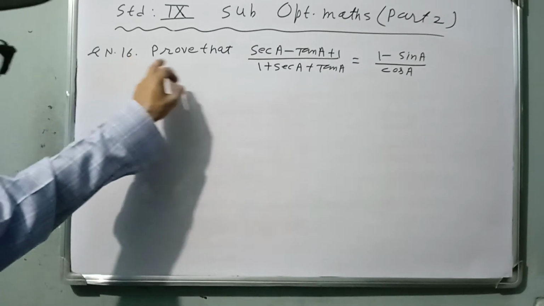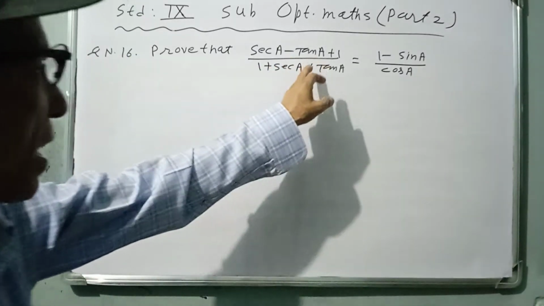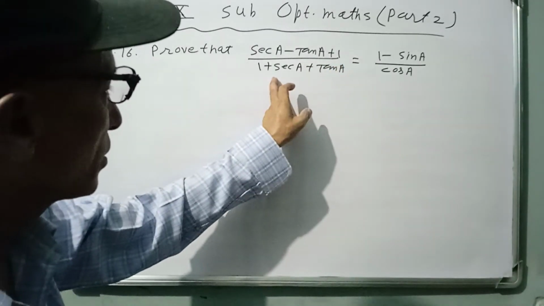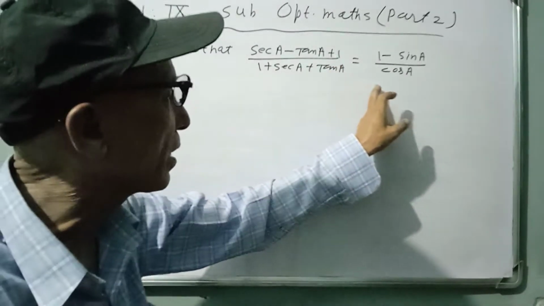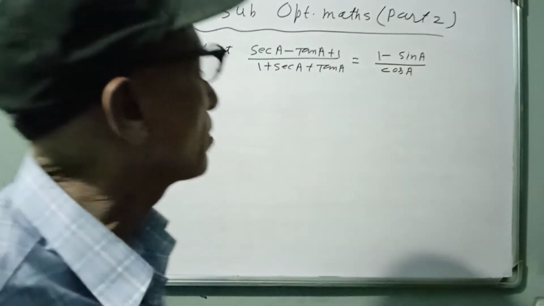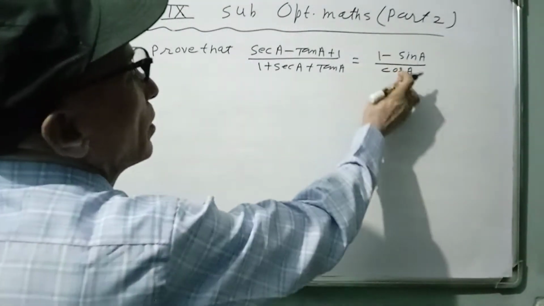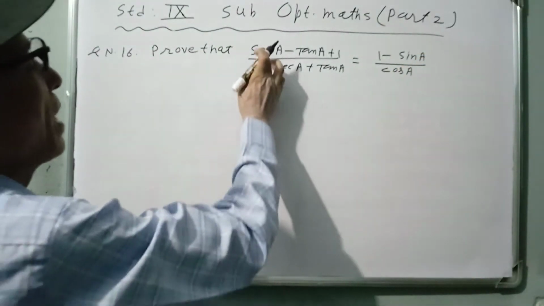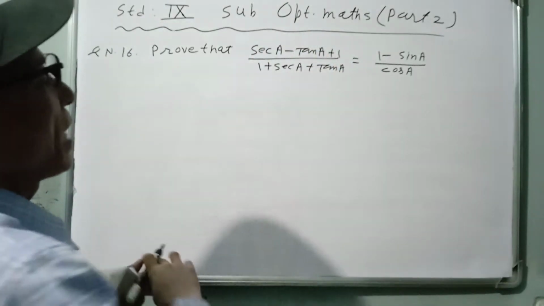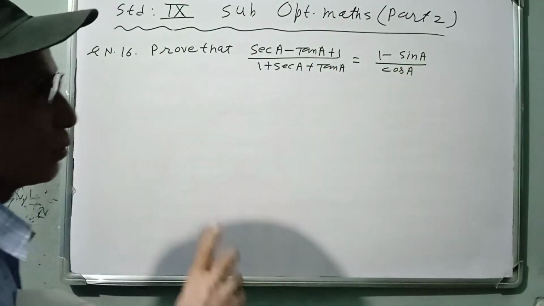Question number 16, prove that (sec a minus tan a plus 1) upon (1 plus sec a plus tan a) equals (1 minus sin a) by cos a, or sec a minus tan a. Here, 1, 2, 3 terms. There are 3 terms, but there are only 2 terms.